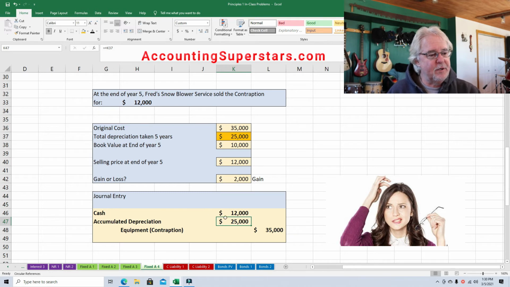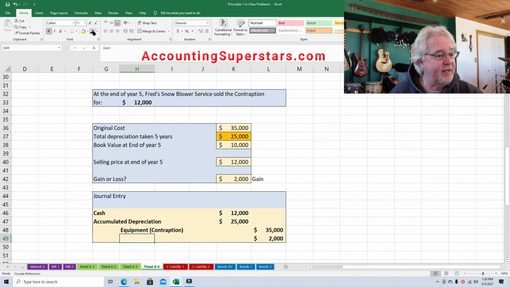Now, if you notice here, 12,000 and 25,000, that adds up to 37. And as a credit, we only have 35. So we need another 2,000 to make this all balance. And that, folks, would be our gain right there. There you are. All right.